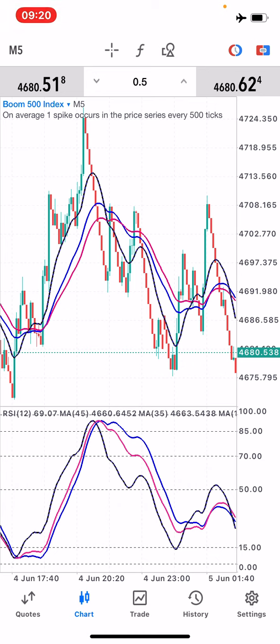Today, I bring to you guys the best spike catching strategy and the best scalping strategy for Boom and Crash. I'm going to show you the step-by-step process of how to install this strategy, how you can use it for spike catching, and how you can use it for scalping.